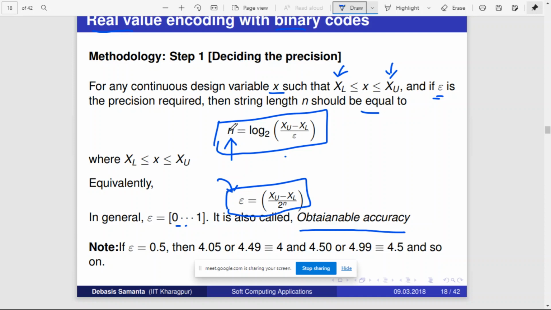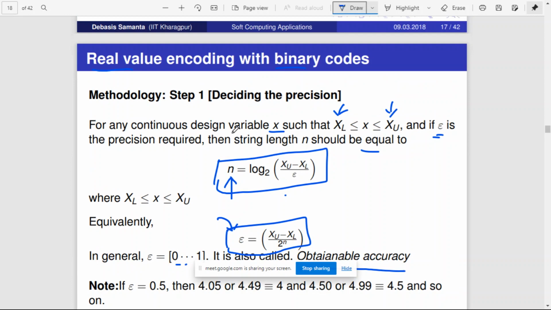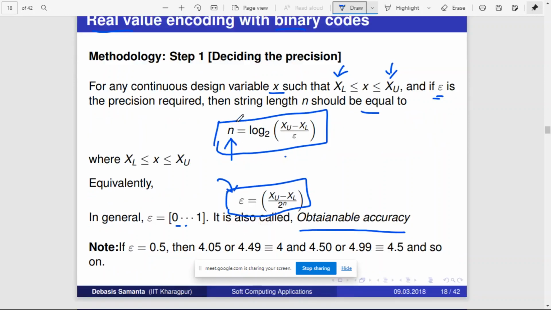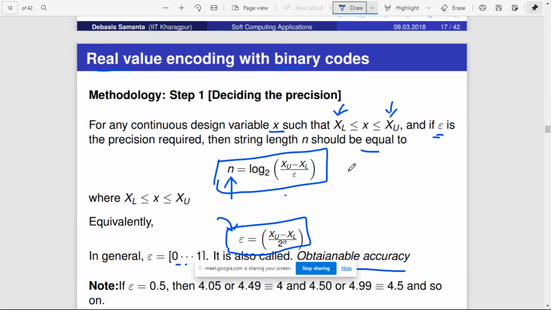Actually here we are not performing the conversion. If you want to represent this real number in binary, then how many bits are required? That n gives the number of bits. If n is 4, then it means that this x can be represented using 4 bits: 1, 2, 3, 4. If it is 5, then you need 5 bits to represent this. And these are the parameters required: xl, xu and epsilon.